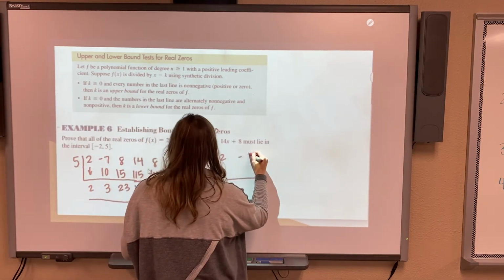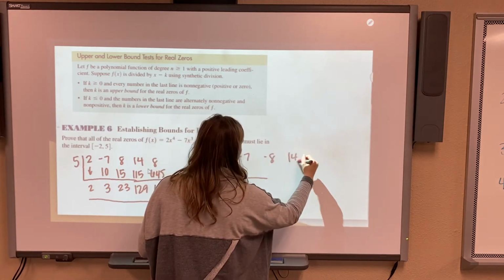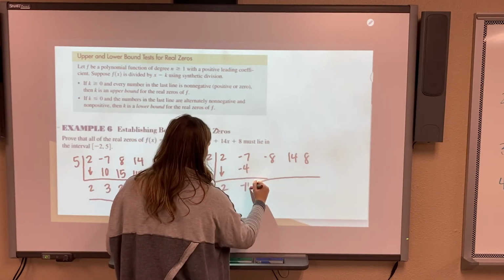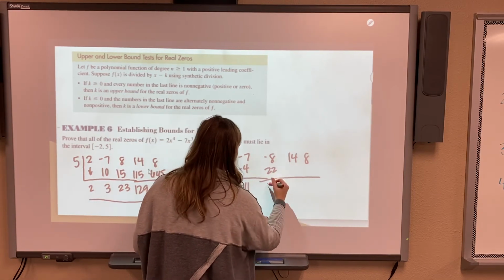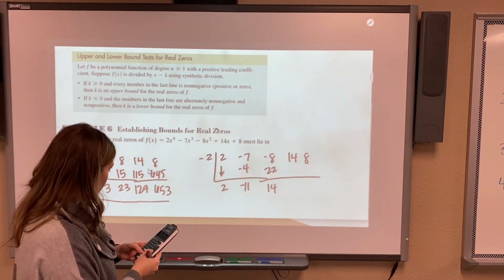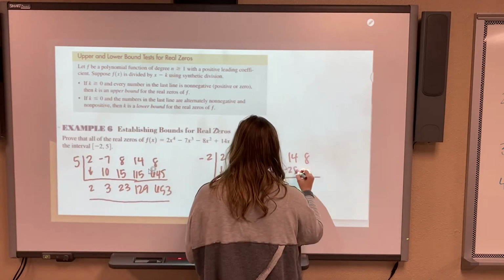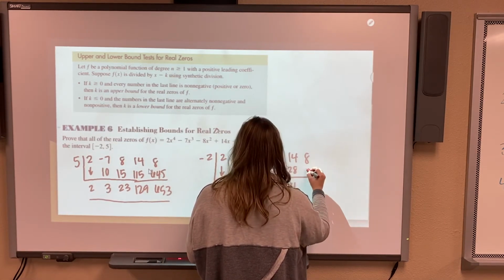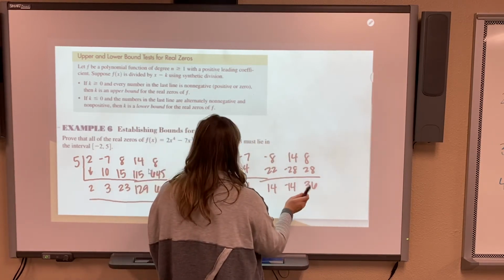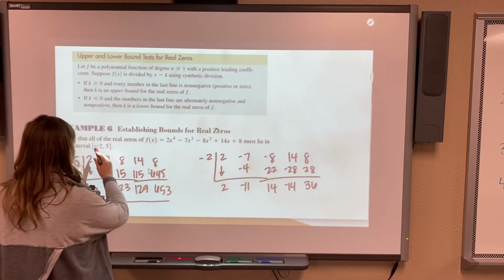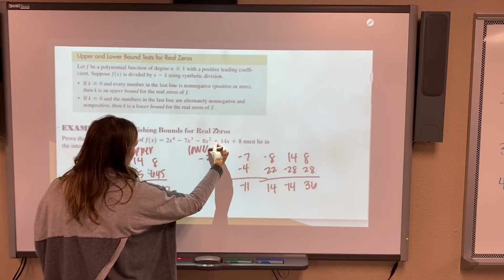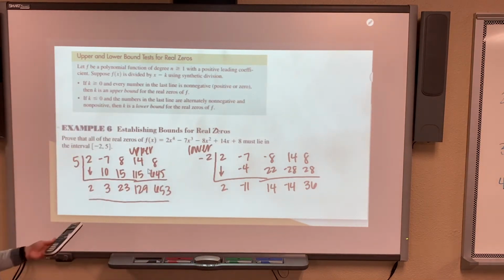We have 2, -7, -8, 14, and 8. We bring down our 2, and times -2, that'd be -4, -11, 22, we get 14, times -2, we get -28, we get -14, we get +28, we get 36. And so positive, negative, positive, negative, positive. So that means that is a lower bound. So this is your upper bound, and this is your lower bound. And if you graph it, you'll see those are your upper and lower zeros.